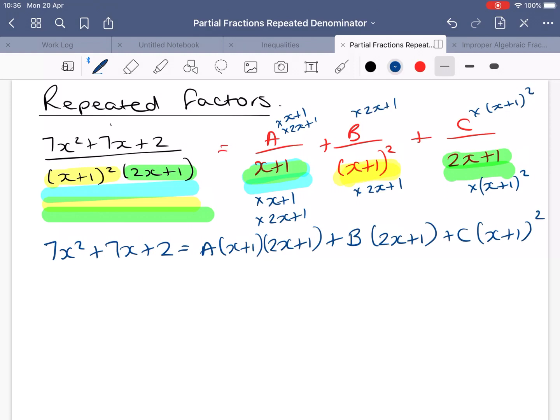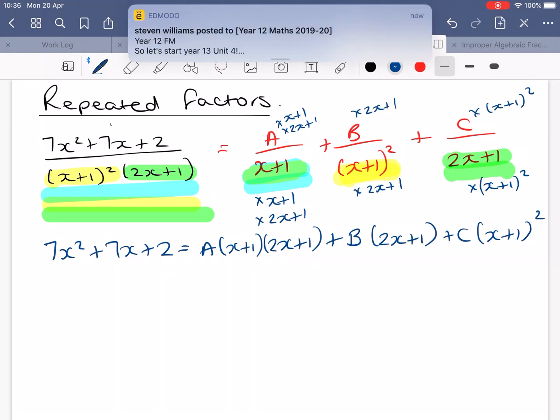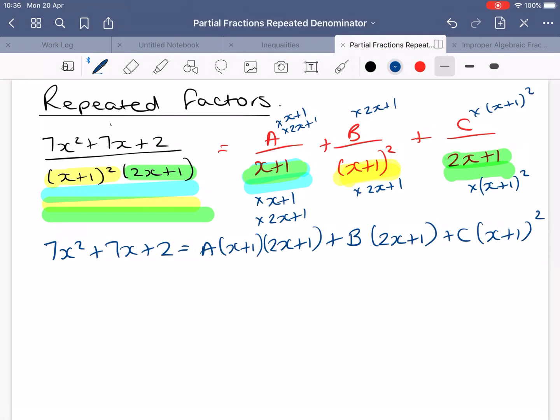Because people will ask me, how do you know what to multiply by? You've got to think, I've got to make the denominators the same as the original thing that you're starting with. Okay, and then we carry on as normal.